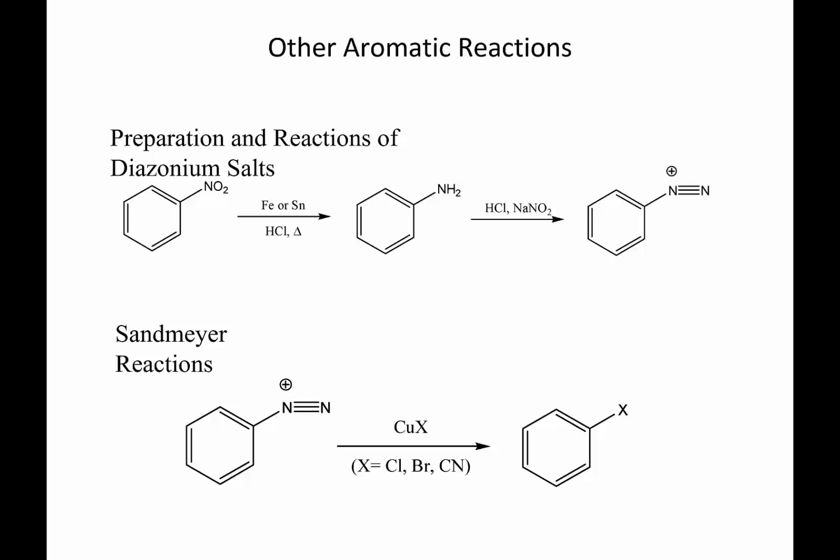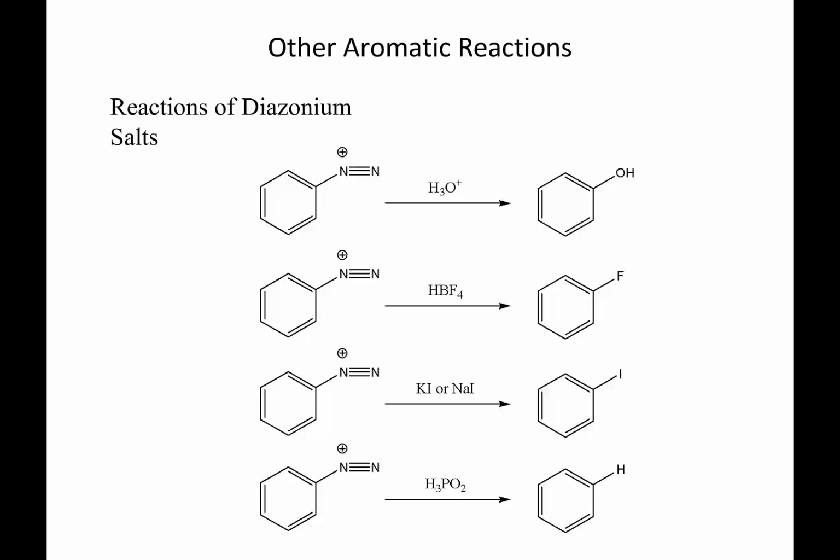And then if I want to put a CN group on the ring, I'm going to react my diazonium salt with copper cyanide. That's a Sandmeyer reaction. And so that's going to replace the X group, or the X group is going to become CN. So that's the first way. I can make a chloride or bromide out of it, although it's easier just to use Br2, Cl2, and FeBr3 or FeCl3.